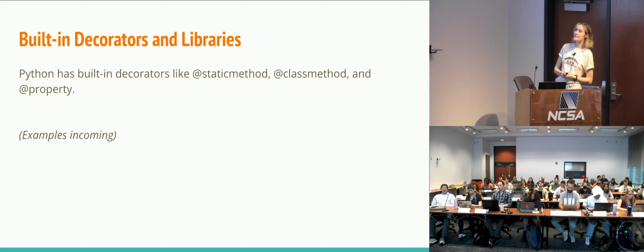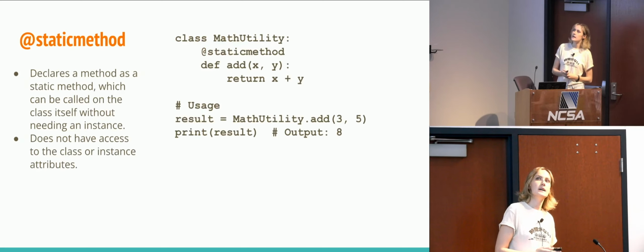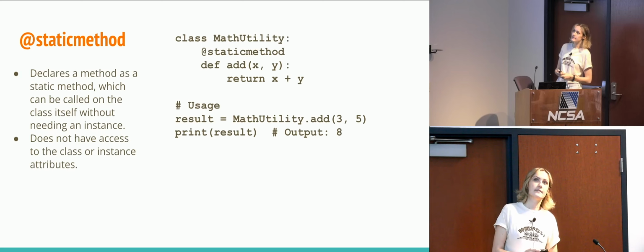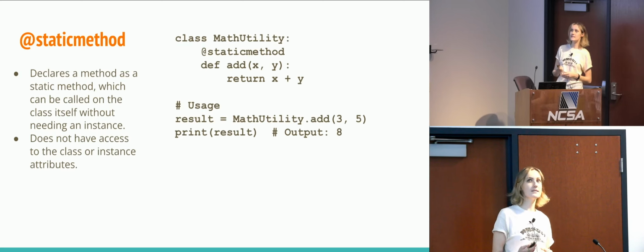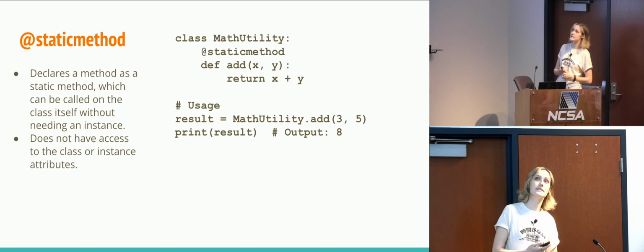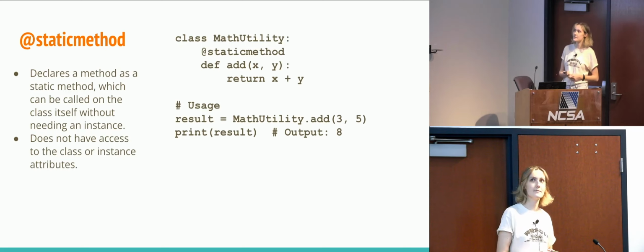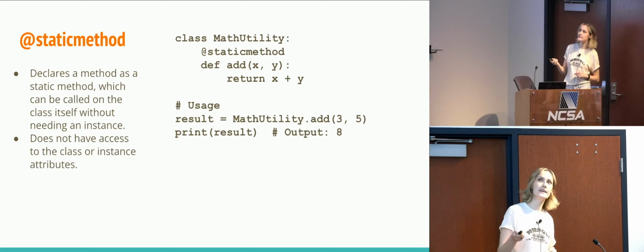All right, so Python has some built-in decorators that are very convenient. Static method, class method, and property are all common ones to see. Static method declares a method as a static method, which can be called on the class itself without needing an instance, and it does not have access to the class or instance attributes. So we see here, we can just define the math utility without then instantiating the object, and that can be pretty convenient. It's a pretty simple function here, but you can use it in very extensible ways.